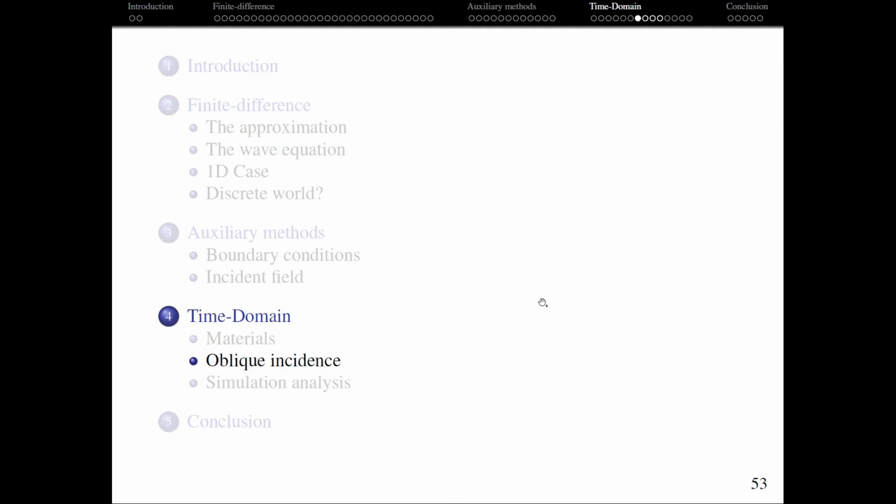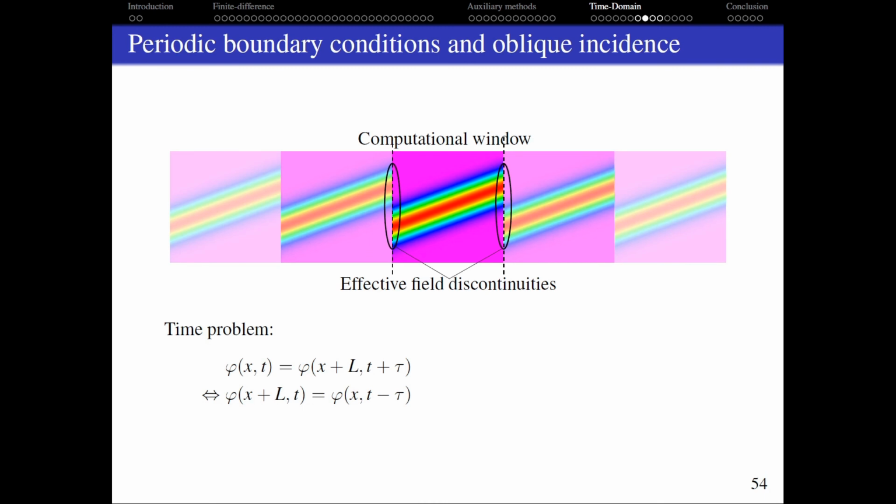Okay, another issue is when we want to use periodic boundary conditions at oblique incidence. This is fully related to the fact that we are working in the time domain, and this is going to happen in every simulation method that works in the time domain. So let's look at how it works.